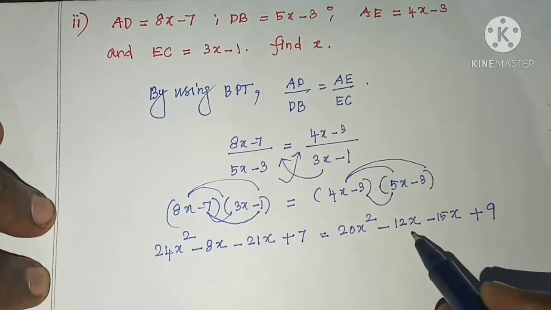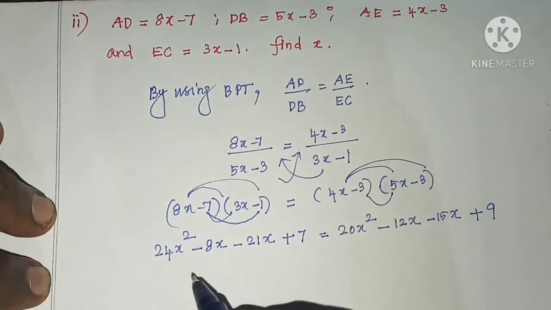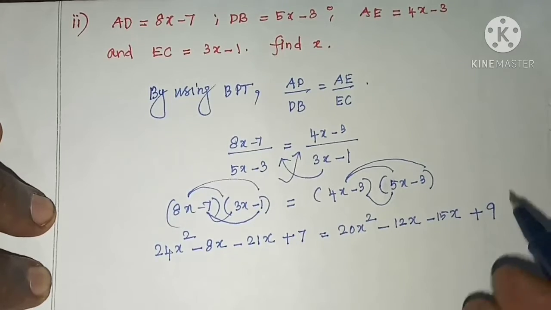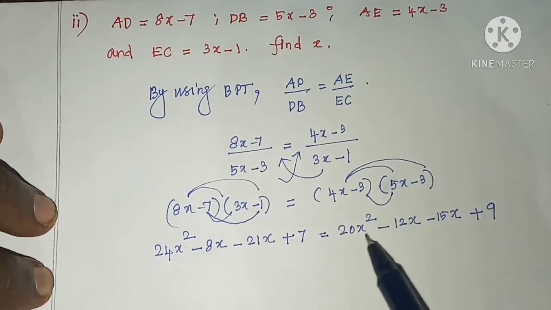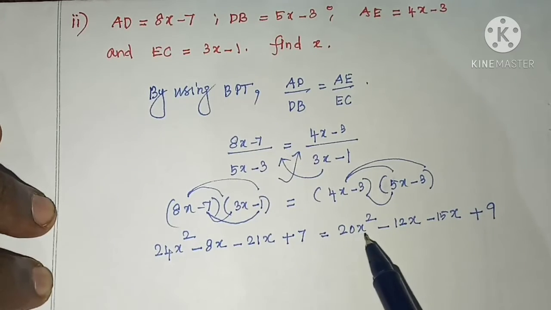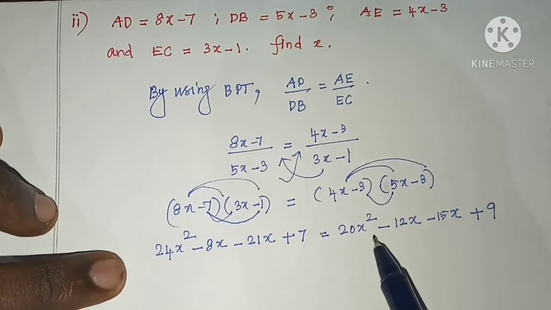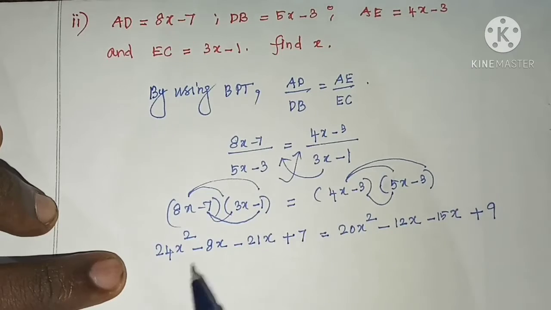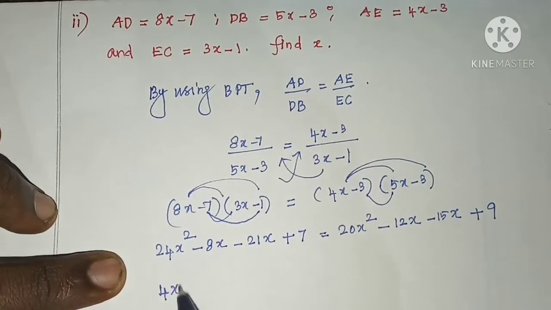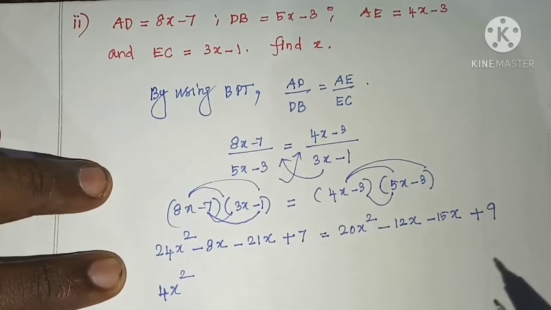If we bring the terms from the right hand side to the left hand side, the sign will be changed, you know very well. So 24x square, this plus 20x square, if you take it to the left hand side, it becomes minus. So 24x square and 20x square are like terms. So 24 minus 20 is equal to 4. So we got 4x square.